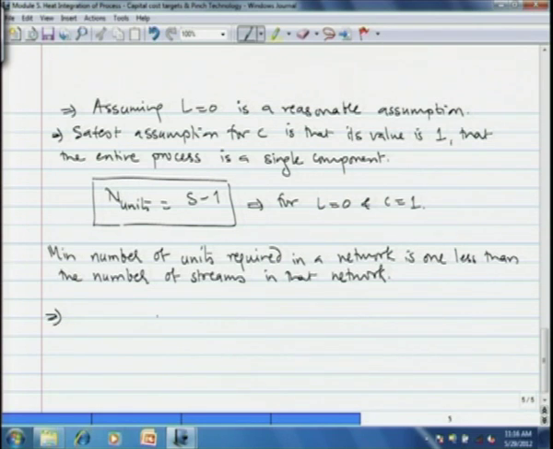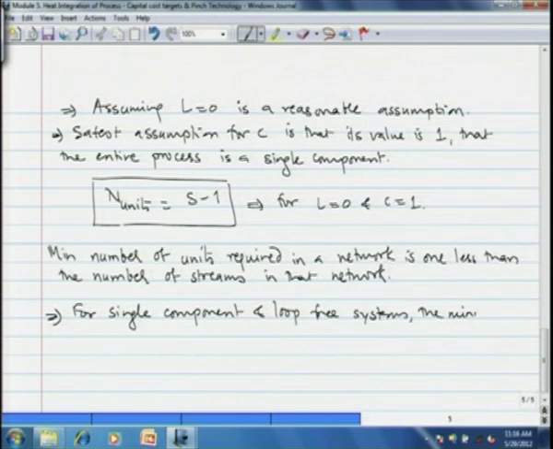Therefore, for a single component and loop free network, the minimum number of units can be predicted by simply knowing the stream population. So, that important factor we have answered. For single component and loop free systems, the minimum number of units can be predicted by knowing the stream population in that network.